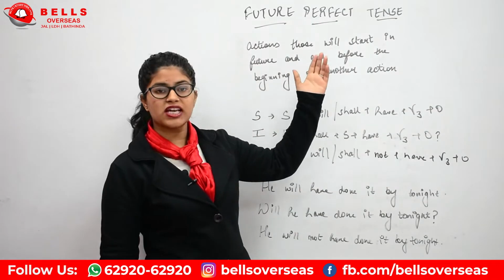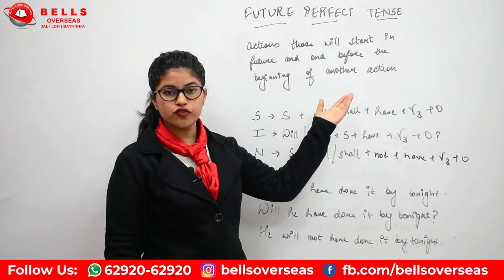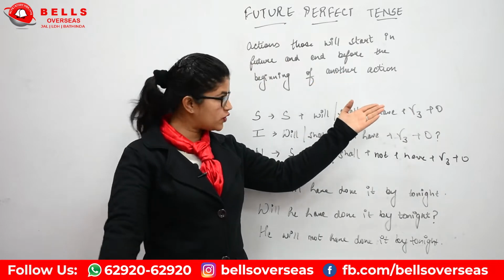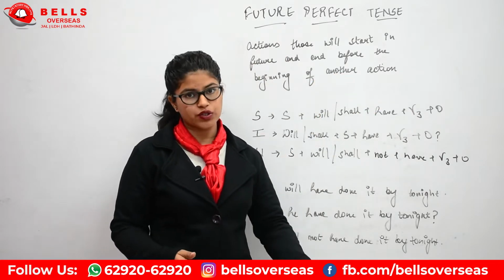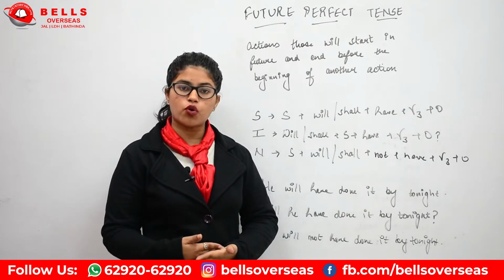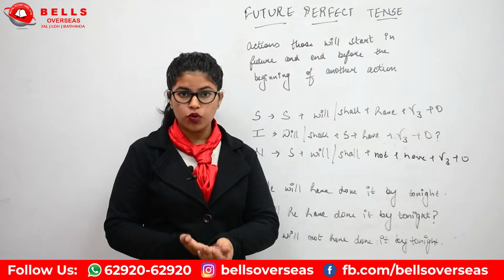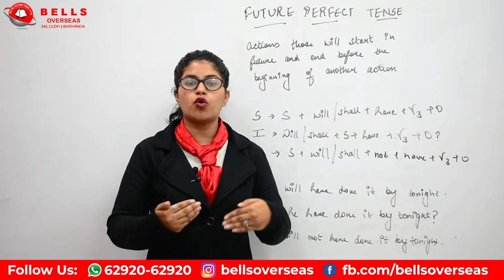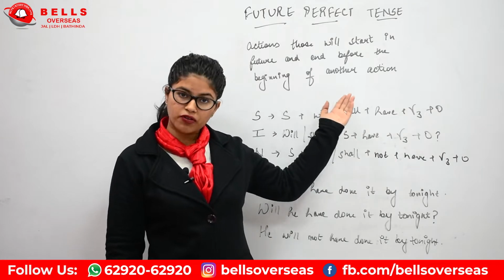Alright, so a second type of future tense is future perfect tense. Now where do we use future perfect tense? For actions that will start in future and will end before the beginning of another action. For example, I will have completed my homework before tomorrow. That means, इससे पहले कि कल का दिन शुरू हो, before that tomorrow begins, मेरा homework जो है वो खत्म हो चुका होगा. So that is where we use future perfect tense.